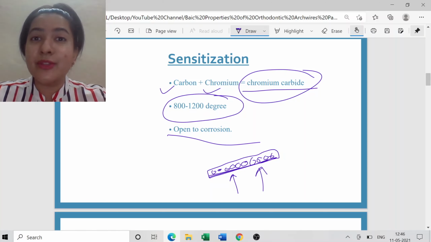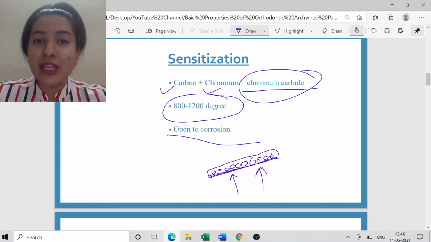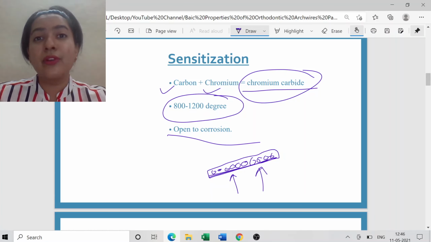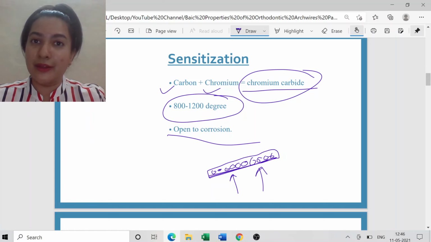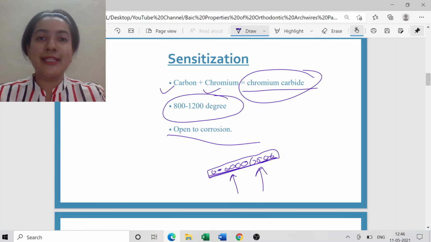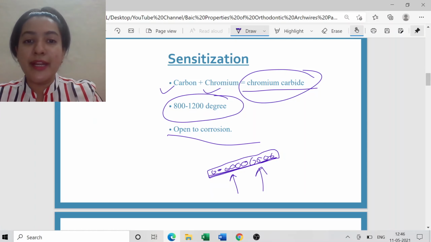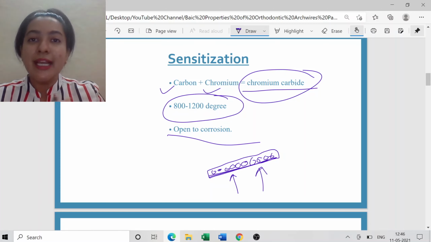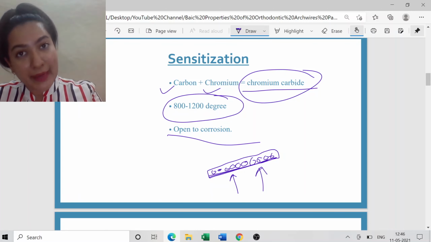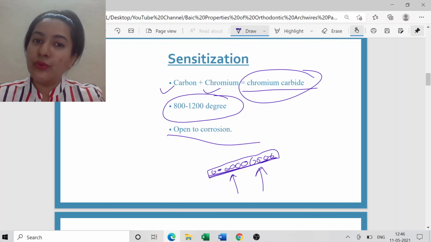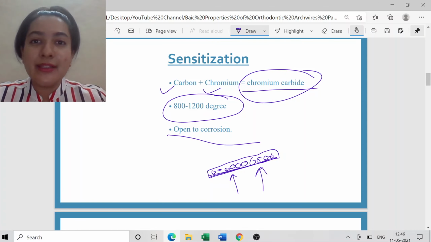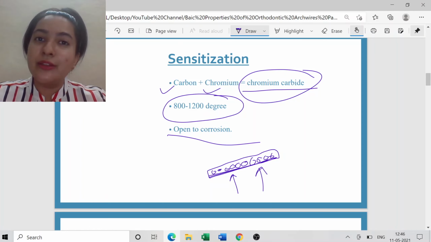Okay, so this is your MCQ question. Sensitization is caused because of what? The formation of a layer of chromium carbide. So basically the concept is that a wire heated at 800 to 1200 degrees Celsius leads to formation of chromium carbide and it becomes open to corrosion. Now this basically is a drawback of the wire, correct? So we cannot have anything which has a particular drawback.